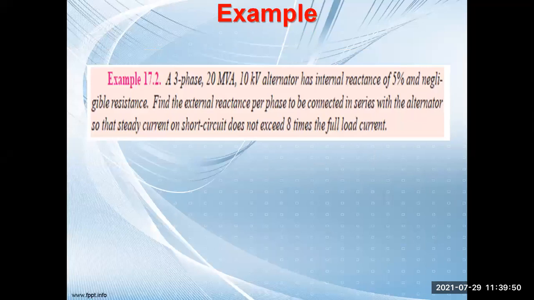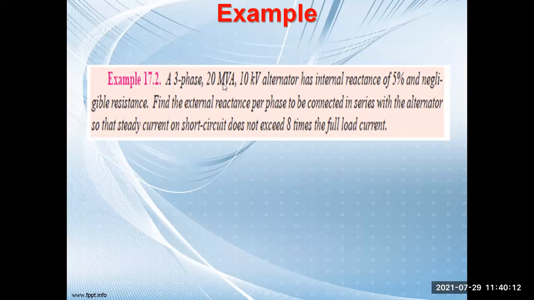So next problem is a three-phase 20 MVA 10 kV alternator has internal reactance of 5% and negligible resistance. Find the external reactance per phase to be connected in series with the alternator so that the steady current on the short circuit does not exceed 8 times the full load current. Okay.